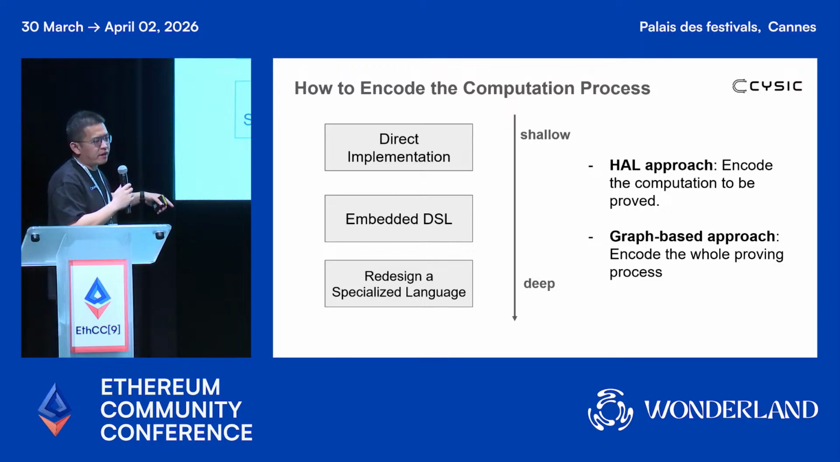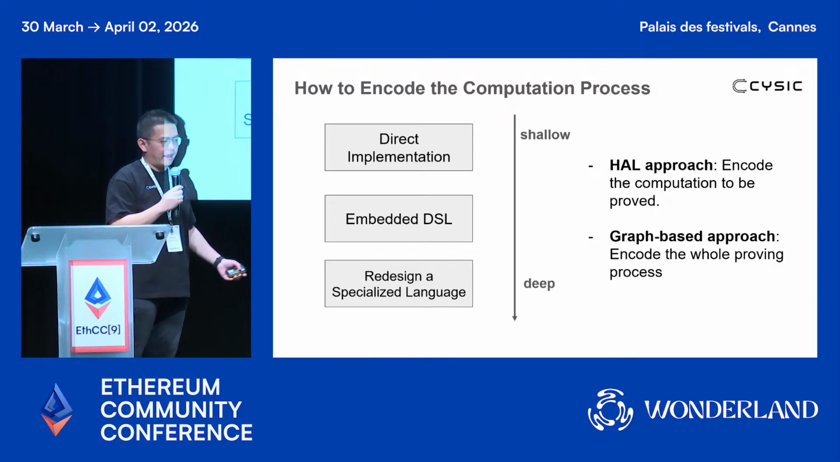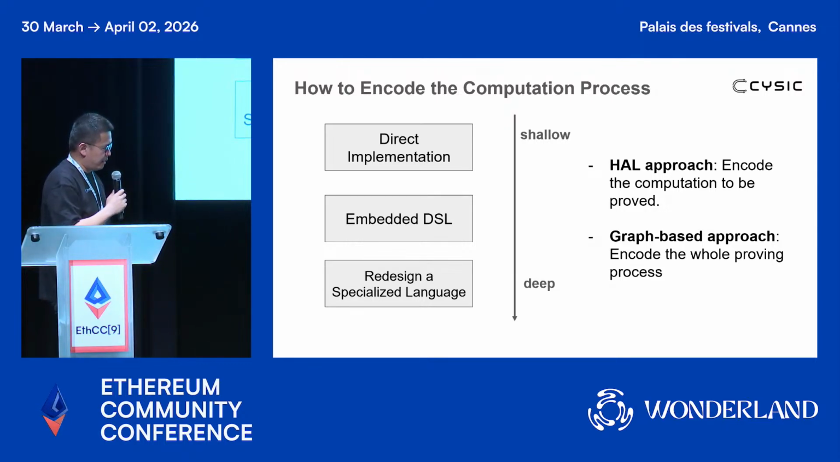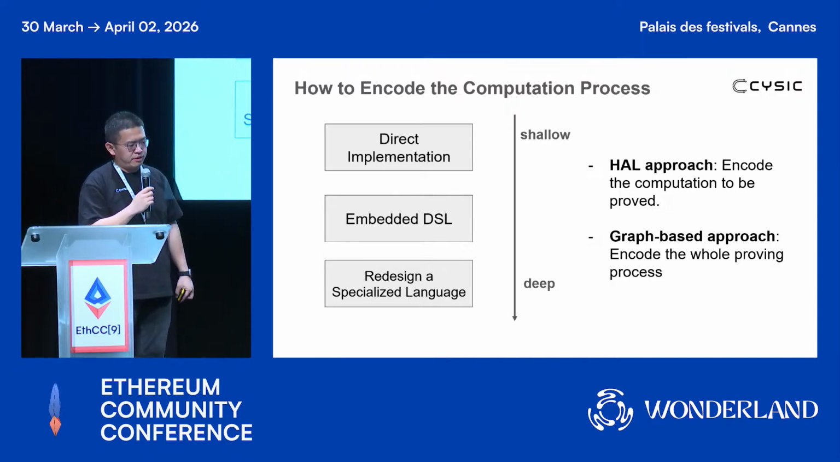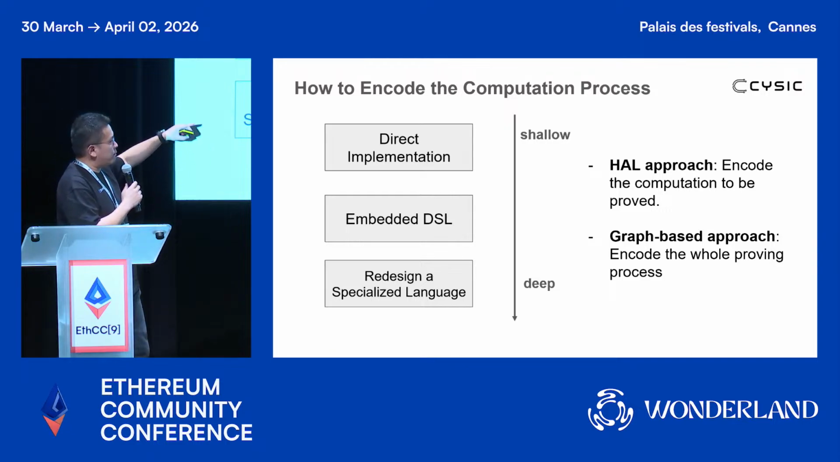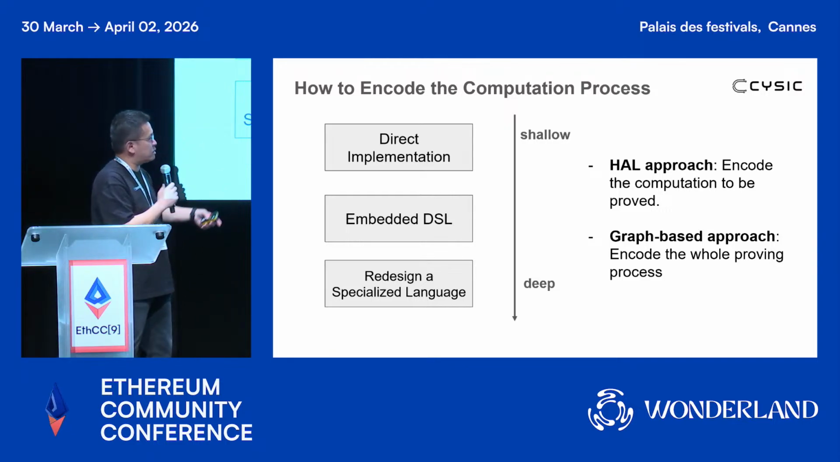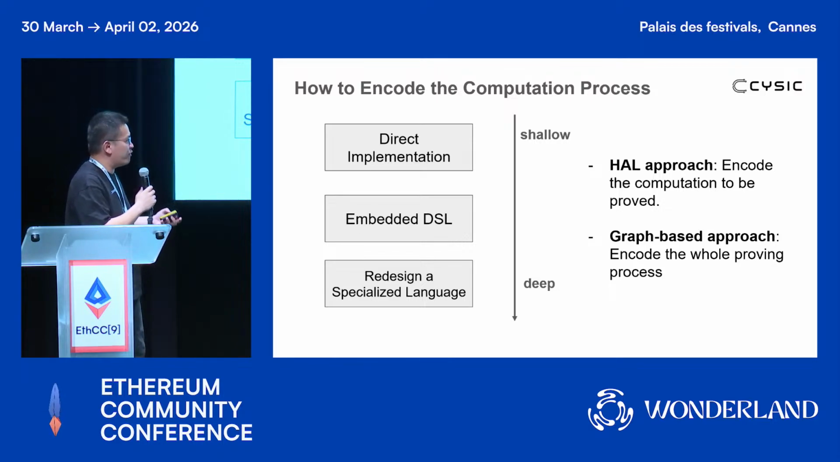And the third one is that you design some DSL, such as Circom or Noir, to encode how the function should work. But you need to compile it into some other things to make it work. So the HAL approach basically encodes the computation to be proved, but the graph mode will encode the whole proving process, which is more comprehensive.